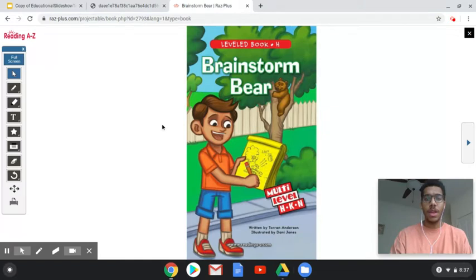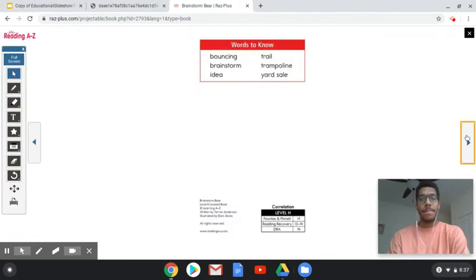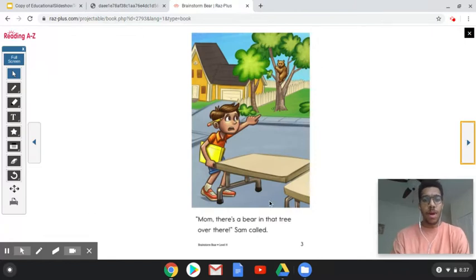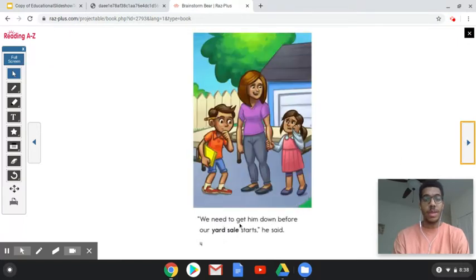Brainstorm Bear, our friend Sam again. Mom, there's a bear in that tree over there, Sam called. We need to get him down before our yard sale starts, he said.